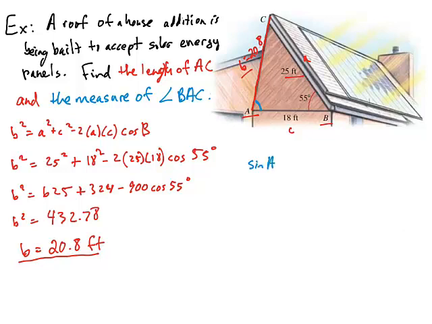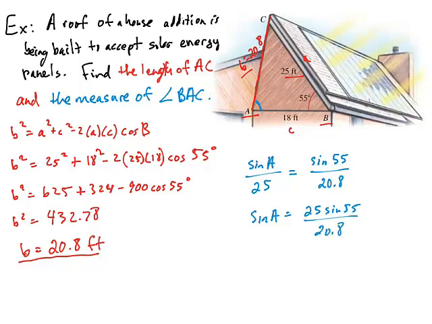We're going to say sine of A over 25 is equal to sine of B, which is 55 degrees, divided by 20.8. So sine of A is equal to 25 sine 55 divided by 20.8. We get sine A equal to 0.9846. So the inverse sine of 0.9846, we get about 79.9 degrees.